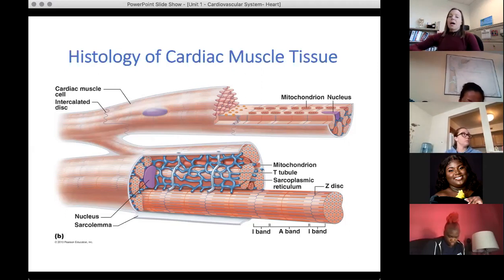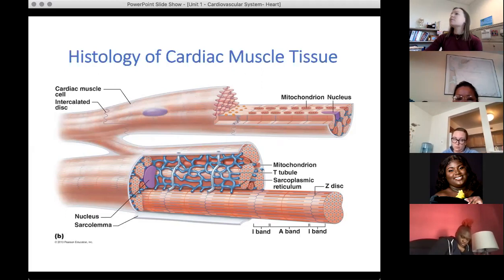So what you're seeing on the PowerPoint is a piece of cardiac muscle tissue, and you're seeing cardiac muscle fibers. Here's a muscle fiber, here's a muscle fiber connected to it, here's another one here. These are actually really similar to skeletal muscle fibers, but they are specialized for the heart, for pumping blood. And there are a couple of special structures in cardiac muscle fibers that help with that function.